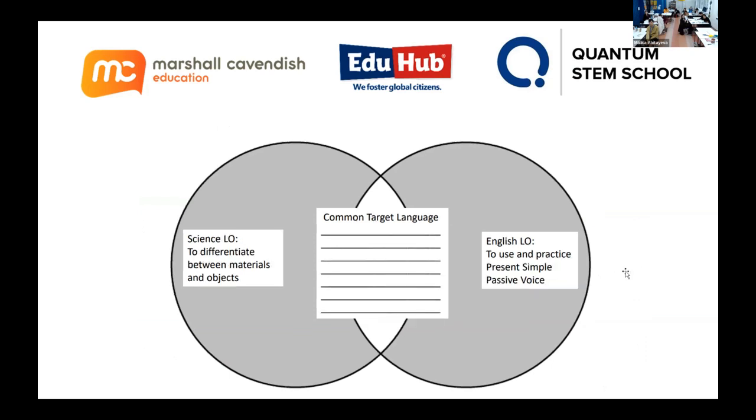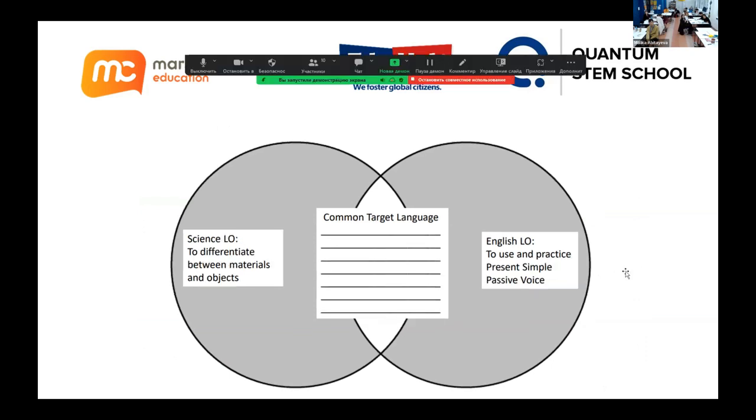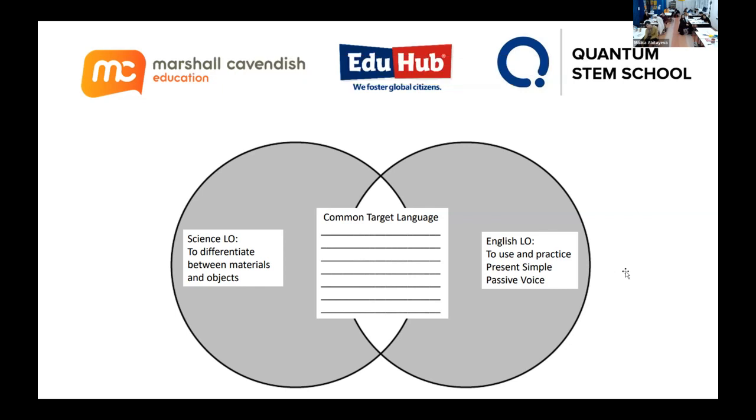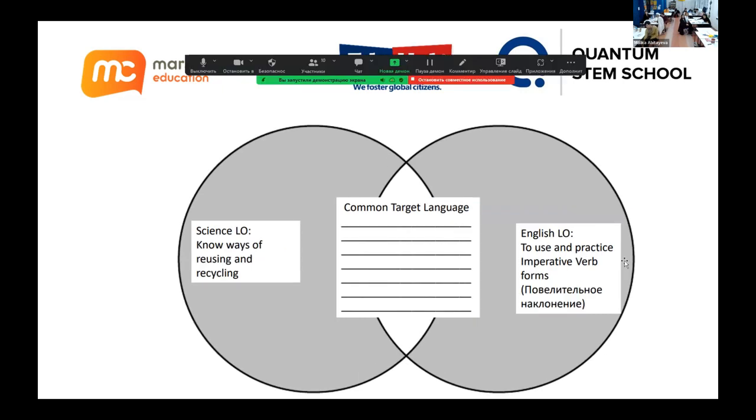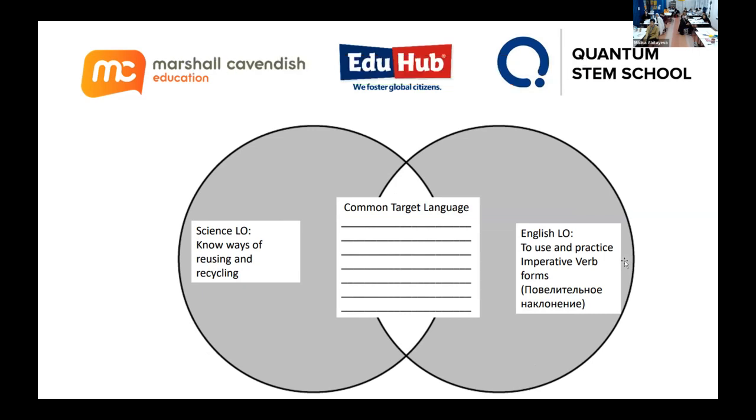All right. Another task, I will spread this worksheet. Differentiate between materials and objects. Science lesson objective. English: to use and practice present simple passive voice. Okay. And the last, know ways of reusing and recycling. And here imperative verb forms, right? So do or don't. Do this and don't do this, right? So you can just probably import and create some common language.